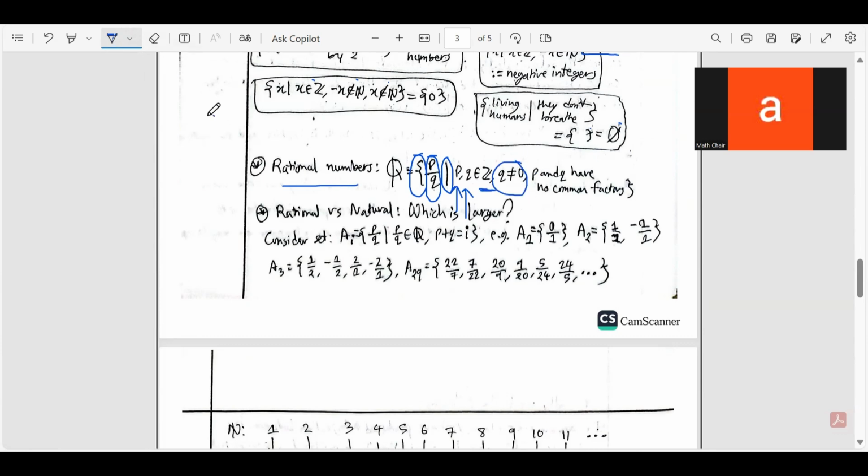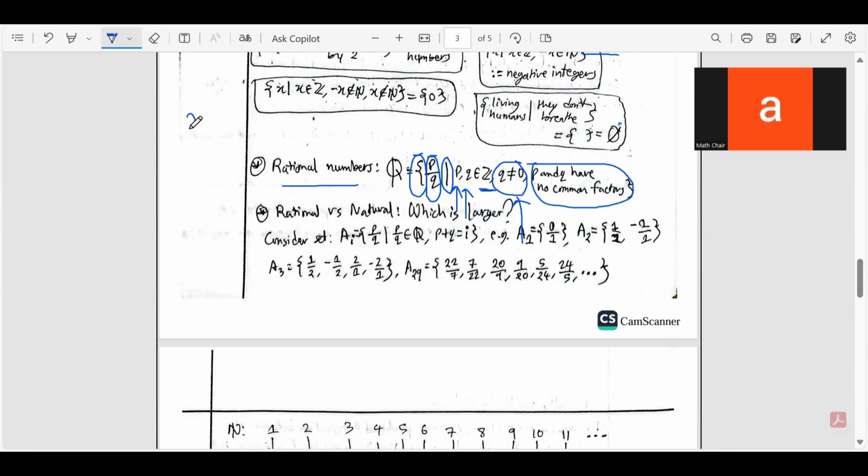So if I was given a number of the form a by 0, this does not make sense. I can't divide by 0, so we can't have any such numbers. So we'll require that the denominator q is not 0. Furthermore, we also require that p and q have no common factors.